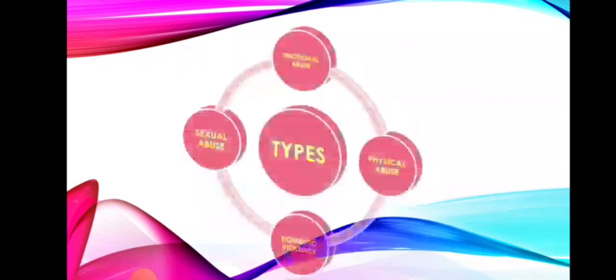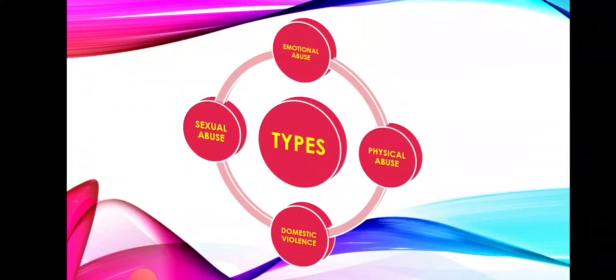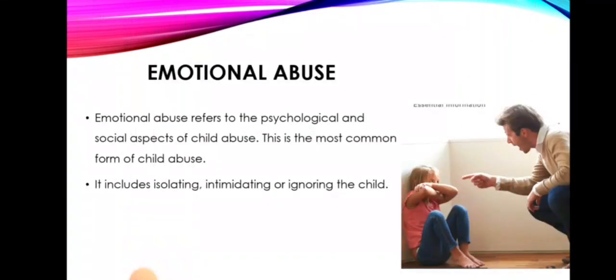Next, we will see the types of child abuse. There are 4 types. First one, emotional abuse. Second one, physical abuse. Third one, domestic violence. And fourth one, sexual abuse. So we will see one by one. Emotional abuse refers to the psychological and social aspect of child abuse, and this is one of the most common forms of child abuse, and it includes isolating, intimidating or ignoring the child.